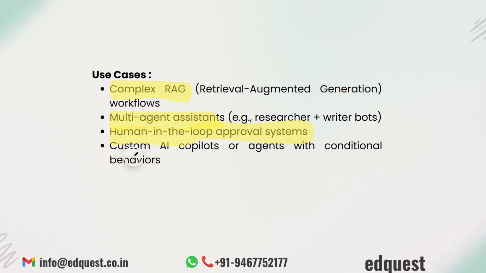And the next one is custom AI copilots. You can build intelligent agents that behave differently based on conditions, like user role, task complexity, or even time of day. LangGraph lets you define conditional paths, retries, and fallbacks to build copilots that feel truly adaptive. So, whenever you are building research tools, productivity copilots, or regular workflows, LangGraph gives you the structure and control you need.